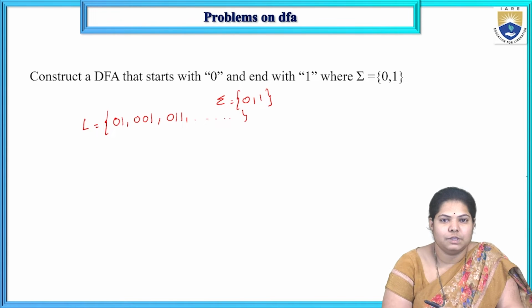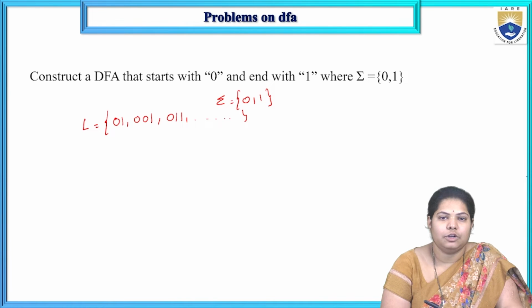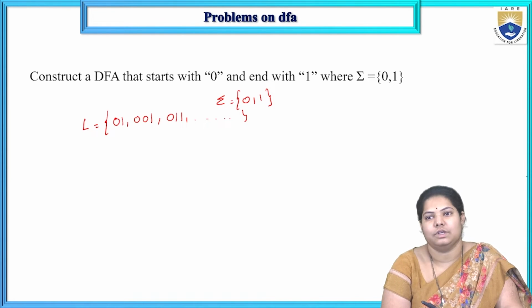And the third one is, based on the language, we need to draw the finite automata, or deterministic finite automata. How should the deterministic finite automata be? It should accept all the strings which are present in the language, and at the same time it should also reject the strings which are not present in the language. That type of deterministic finite automata we have to construct here.